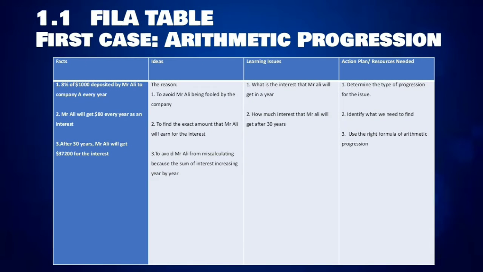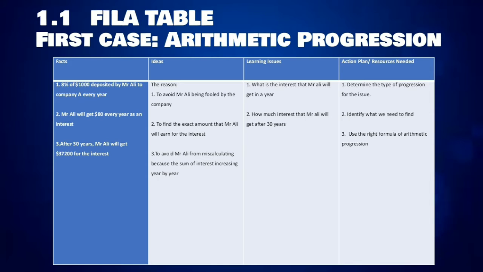First case, arithmetic progression. Fact: First, 8% of a $1,000 deposit by Mr. Ali to Company A every year. Second, Mr. Ali will get $80 every year as interest. Third, after 30 years, Mr. Ali will get $37,200 for the interest.